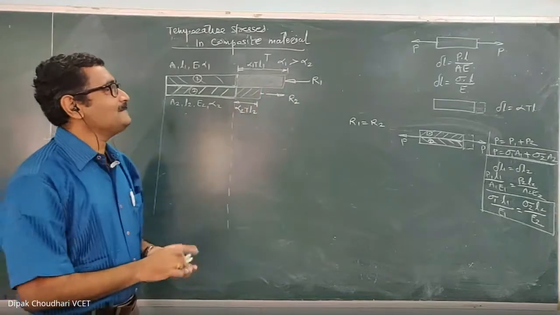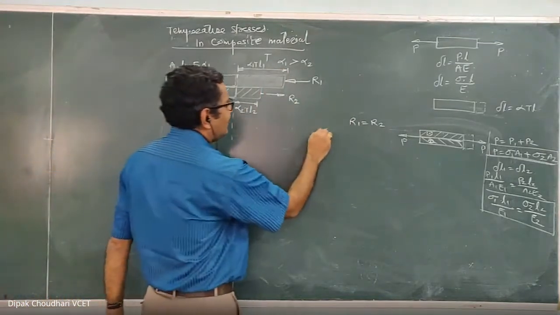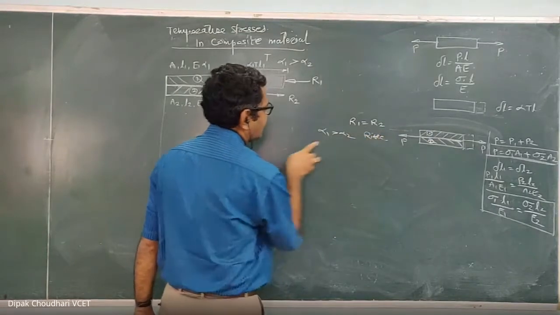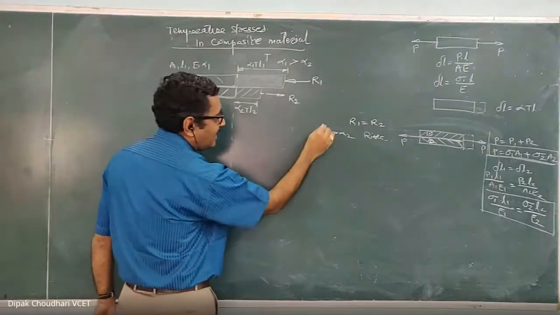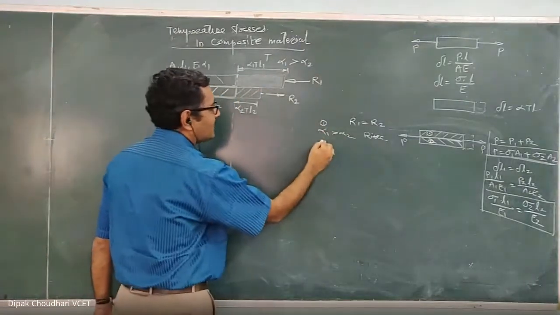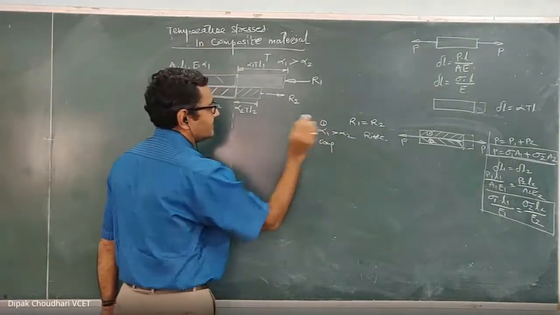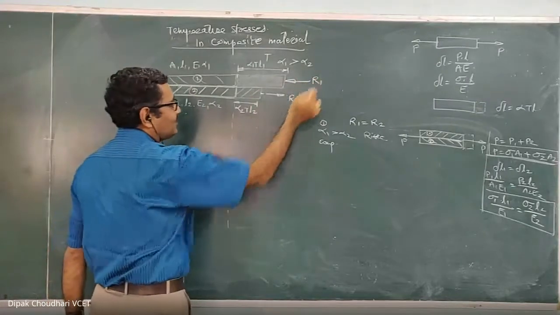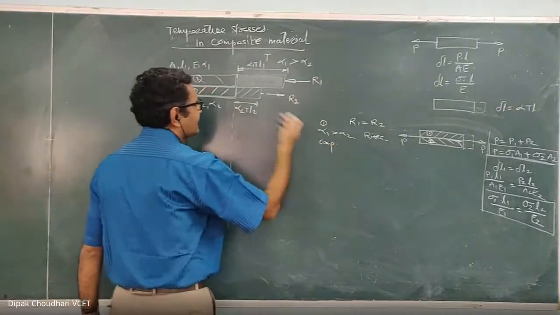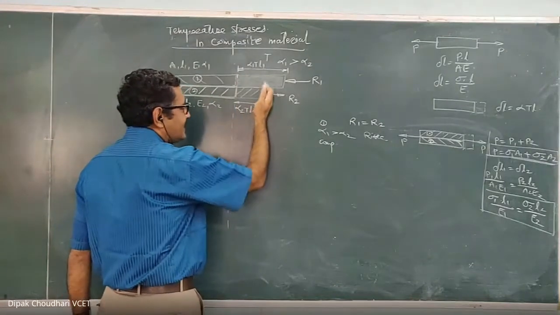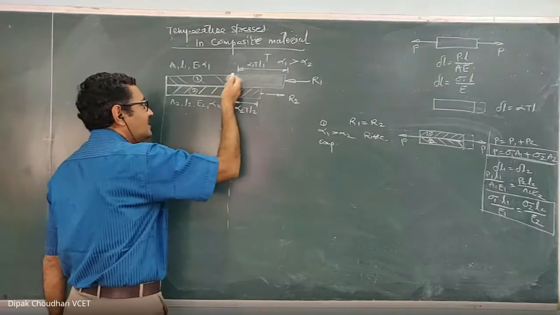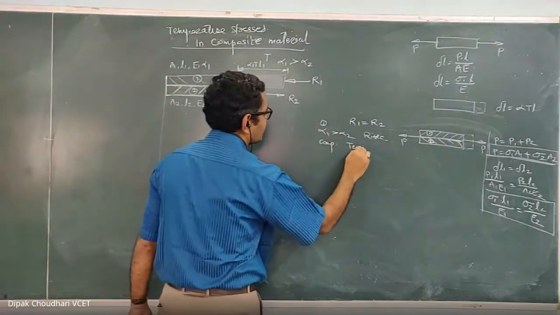So remember one thing: whenever alpha 1 is greater than alpha 2 and there is a rise in temperature, material 1 elongates more, but because of the reactive force it is subjected to compression. Material 1 is subjected to a compressive force, and since alpha 2 is less, its free deformation is less than 1's, and hence the reactive force exerted by 1 on 2 is tensile in nature.